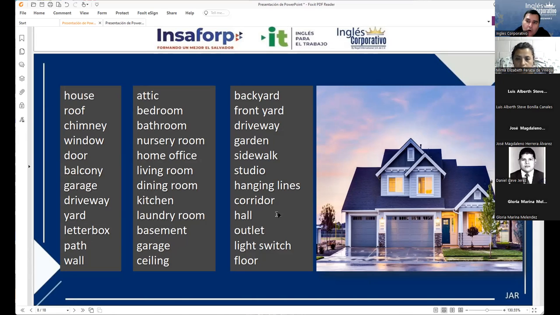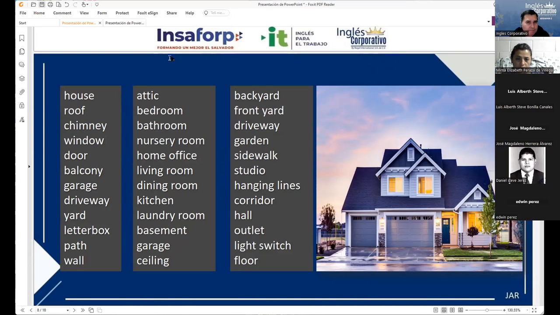Corridor, hall, corridor. Outlet, light switch, floor. Floor, light switch, outlet, hall, corridor, hanging lines, studio, sidewalk, garden, driveway, front yard, backyard, ceiling, garage, basement, laundry room, kitchen, dining room, living room, home office, nursery room, bathroom, bedroom, attic, wall, path, letterbox, yard, driveway, garage, balcony, door, window, chimney, roof, and house.